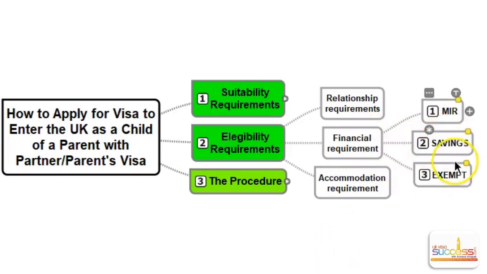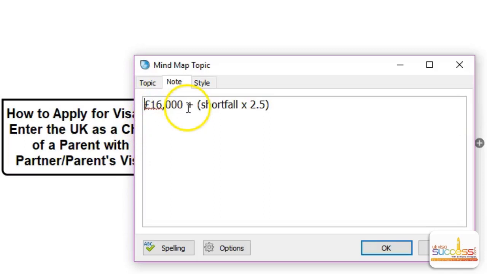And then we have an ability to meet the financial requirements by way of showing that the applicant or the applicant's partner has enough savings. And the formula for calculation is the following. The decision maker will only start taking your savings into consideration if you have above £16,000, and then he or she will take the shortfall and multiply it by 2.5.